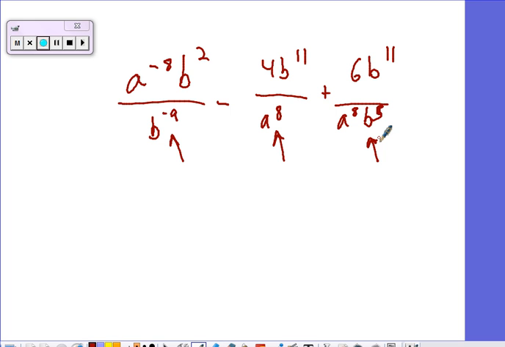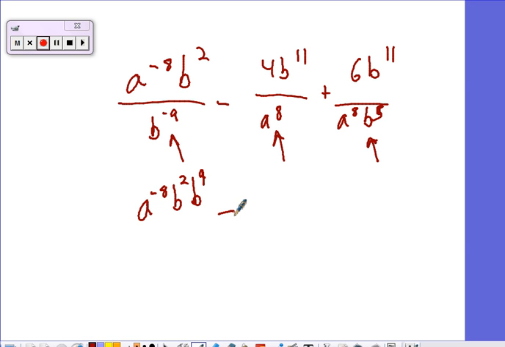Okay, so let's do the first one. We're going to move the b to the negative 9, and we're going to move it up. When we do that, we do the reciprocal, which is not negative 9. It's going to be positive 9. So that is a to the negative 8, b squared, b to the 9th. And I'll simplify this when I'm done. You could write over 1, but it's not necessary.